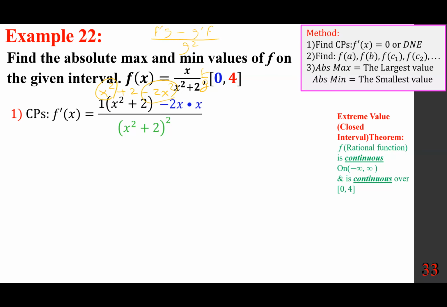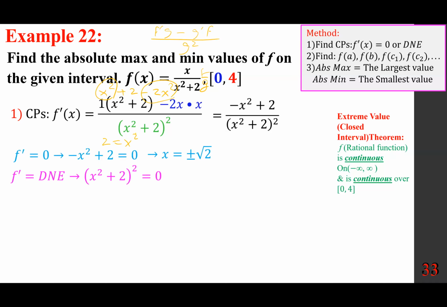The numerator can be simplified as follows. These two can be combined into minus x squared. And f prime is 0. That means the numerator is 0, and x is plus minus square root of 2. F prime doesn't exist when the bottom is 0. And we've already proved x squared plus 2 can't be 0, even if you square it or to any other power. So this doesn't create any solutions.